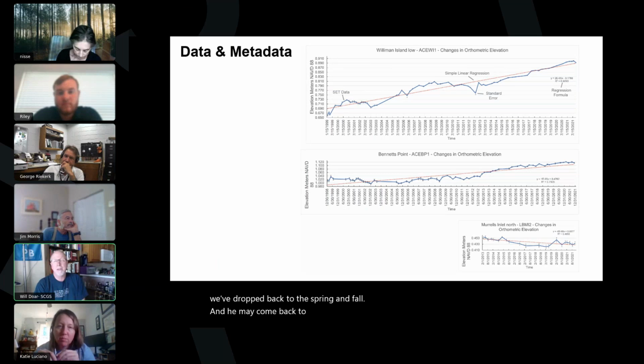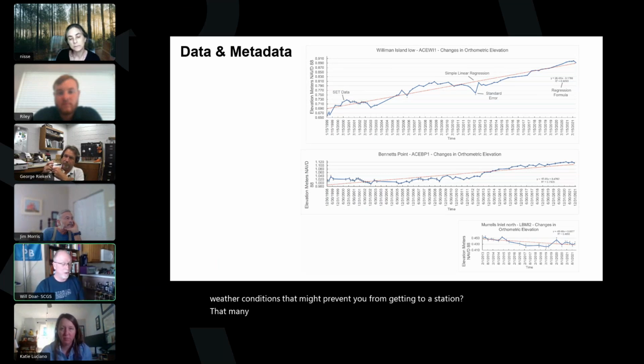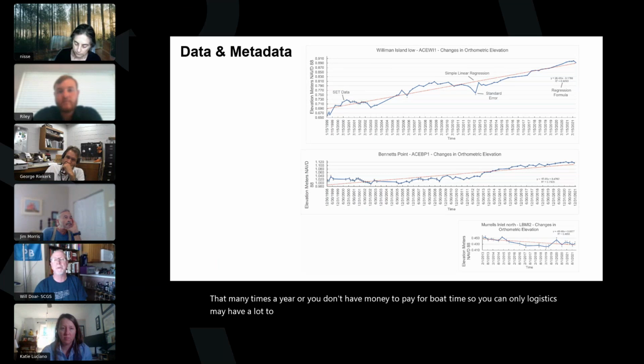And it may come back to logistics. If your sites are only boat accessible, are there weather conditions that might prevent you from getting to a station that many times a year, or you don't have money to pay for boat time, so logistics may have a lot to do with how you sample.